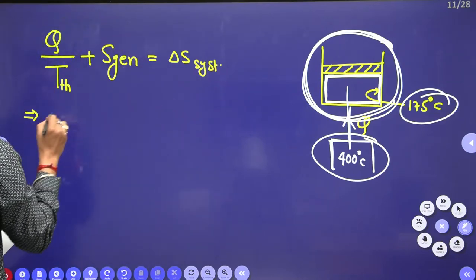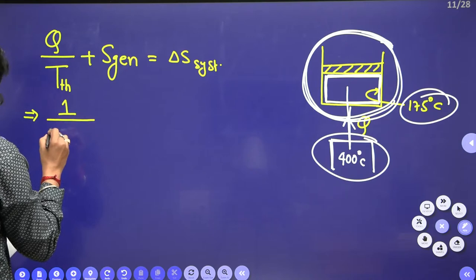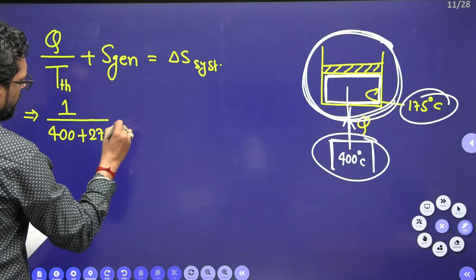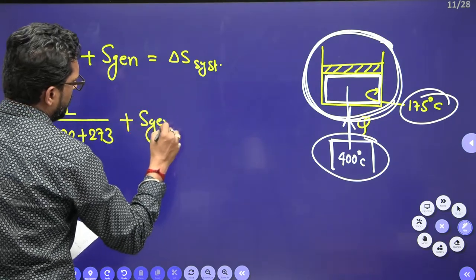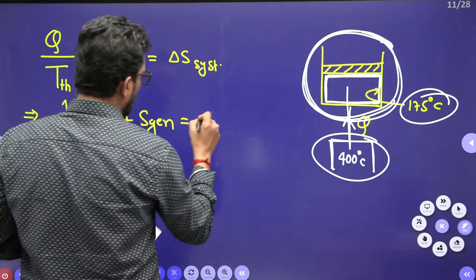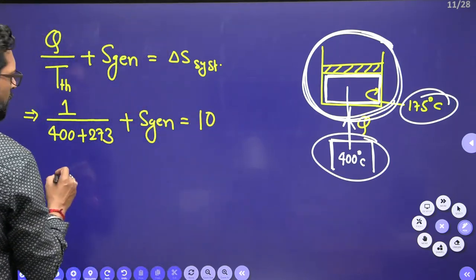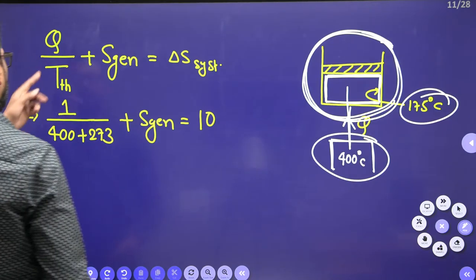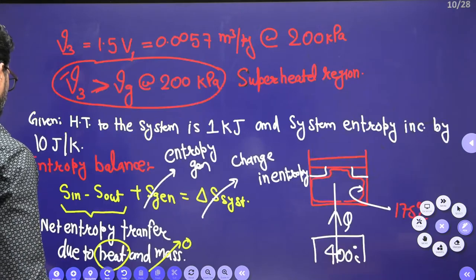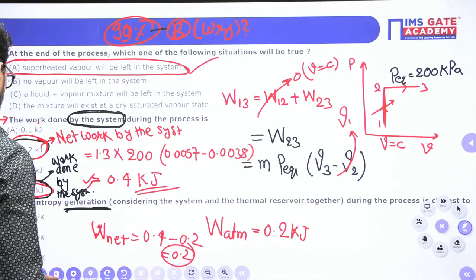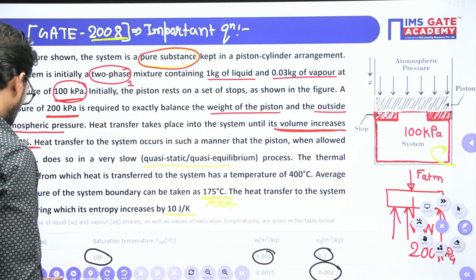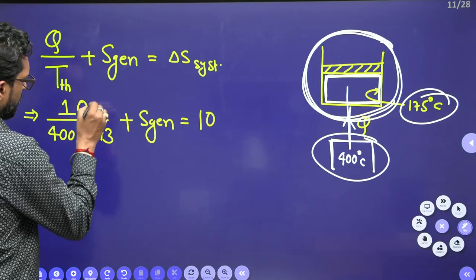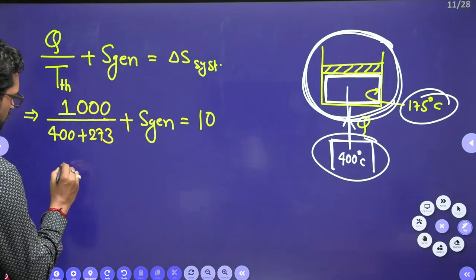This Q, it is given how much? 1. Thermal is given 400 plus 273, plus S generation. And delta S of the system is what? It is given 10. Right? This Q is in what unit, beta? This Q is in kilojoule. So you convert to joule, so this is 1000 joule. Right? So what is the generation?